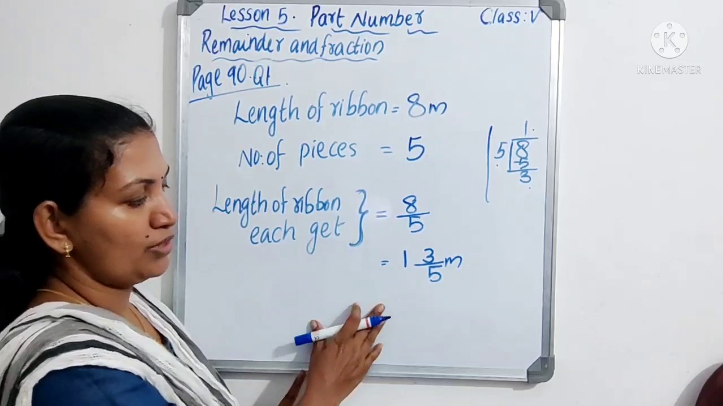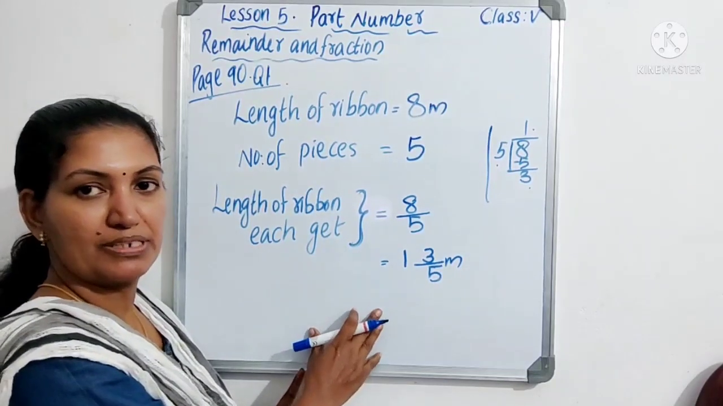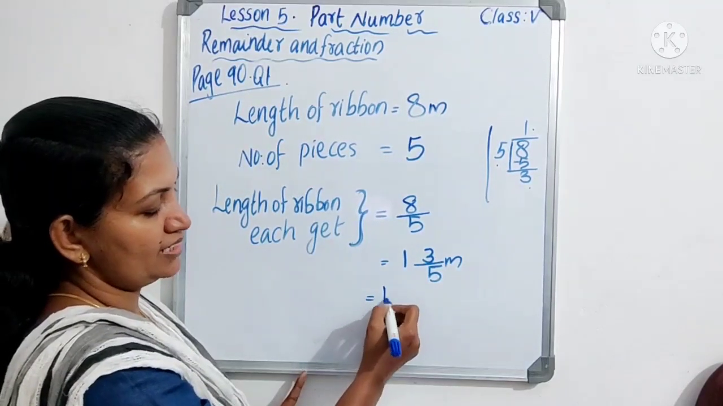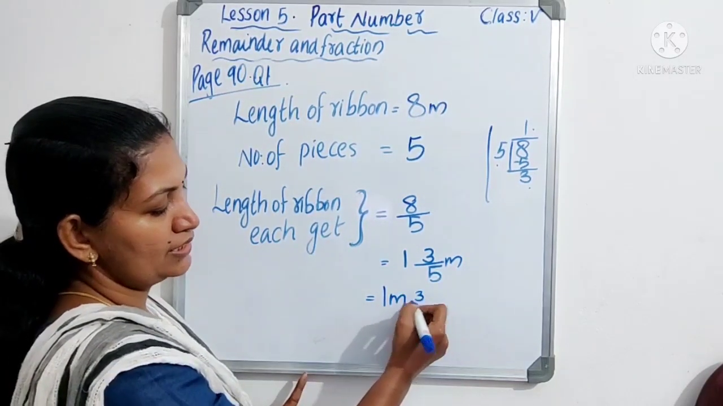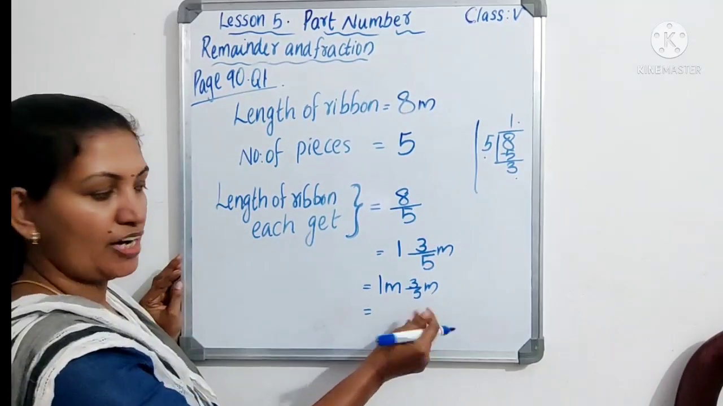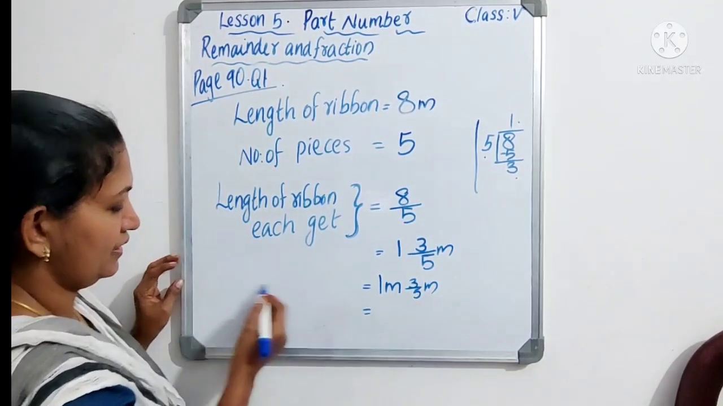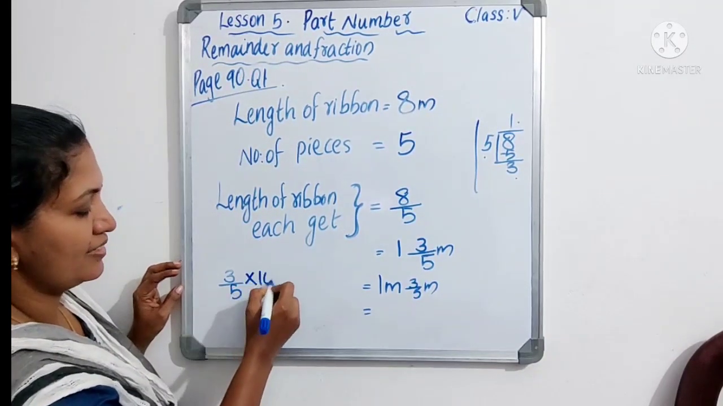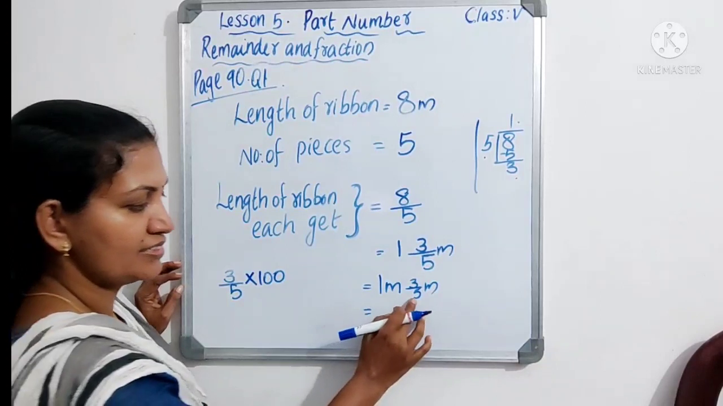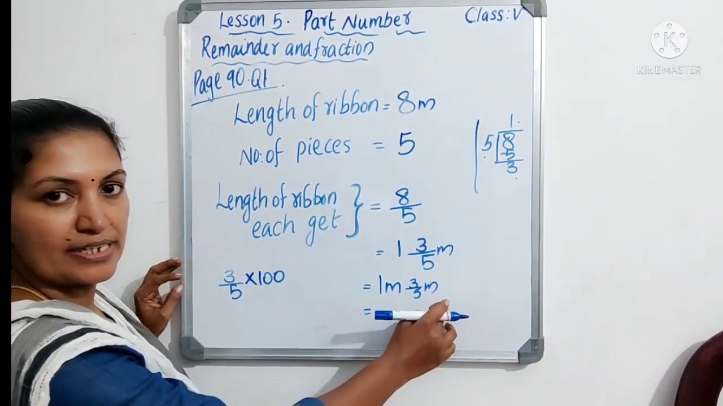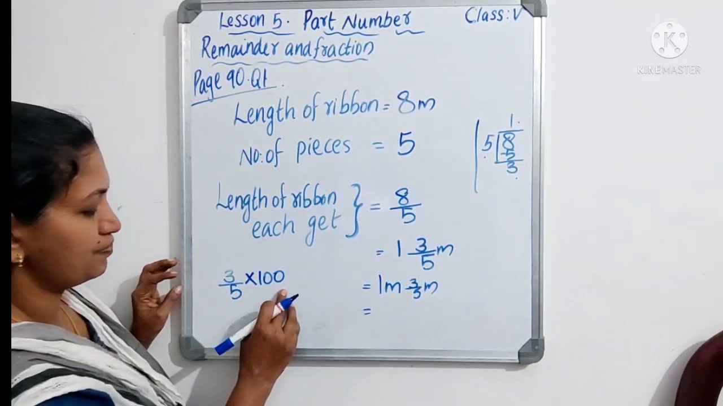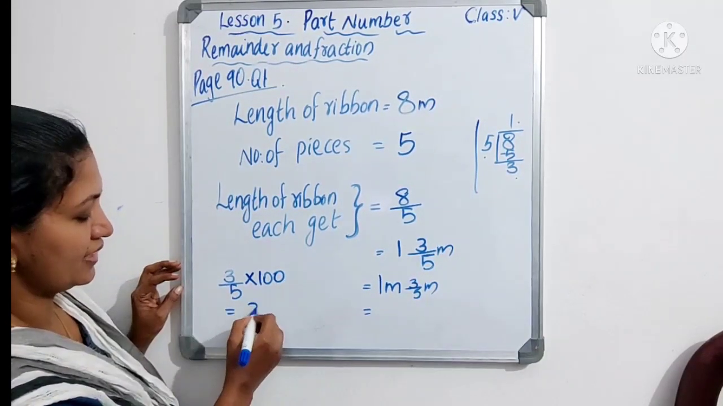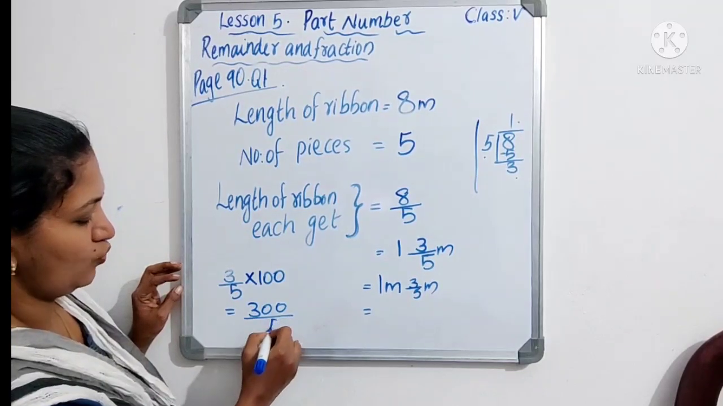Next, we have to write this in centimeter and meter. That is, we can write this as 1 meter and 3 by 5 meter. If you have to convert 3 by 5 into centimeter, that is 3 by 5 multiplied with 100. Why are we multiplying with 100? Because we want to convert 3 by 5 into centimeter. That is 3 by 5 multiplied with 100, which is 3 into 100 is 300, divided by 5.